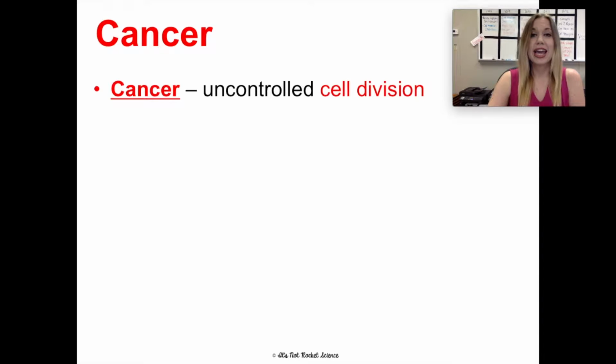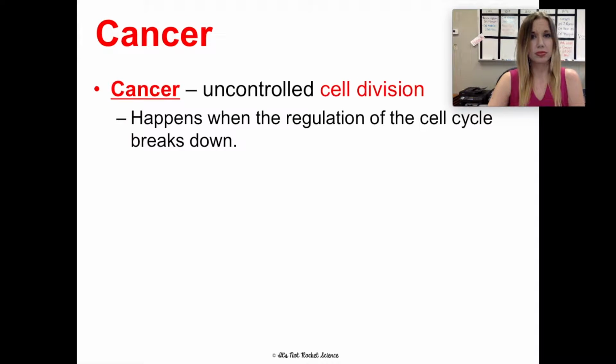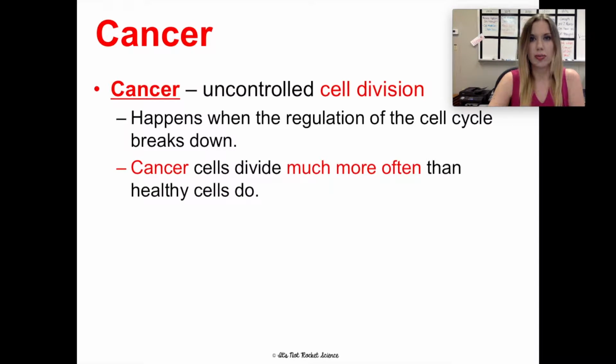Okay, and so cancer is what happens when mitosis goes awry. It's uncontrolled cell division. It happens when the regulation of the cell cycle breaks down. Somewhere, somehow, something goes wrong, and that cell continues to divide uncontrollably.